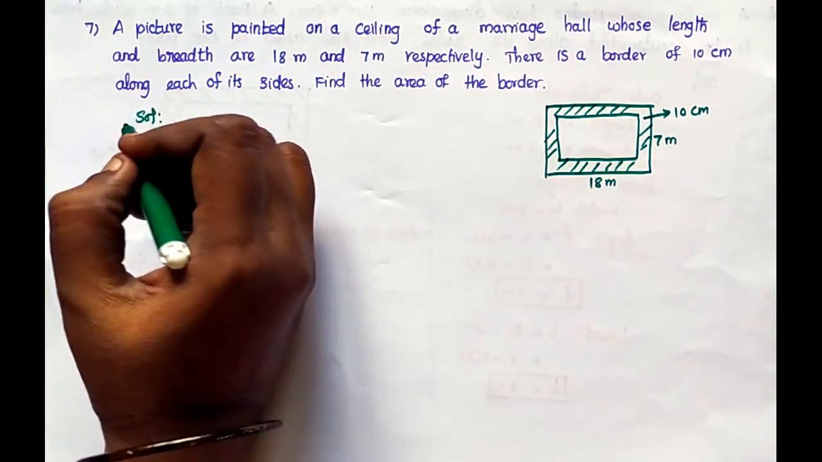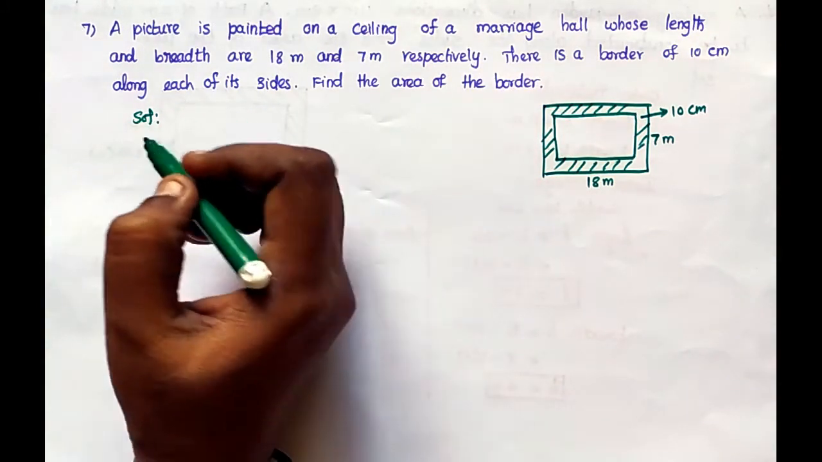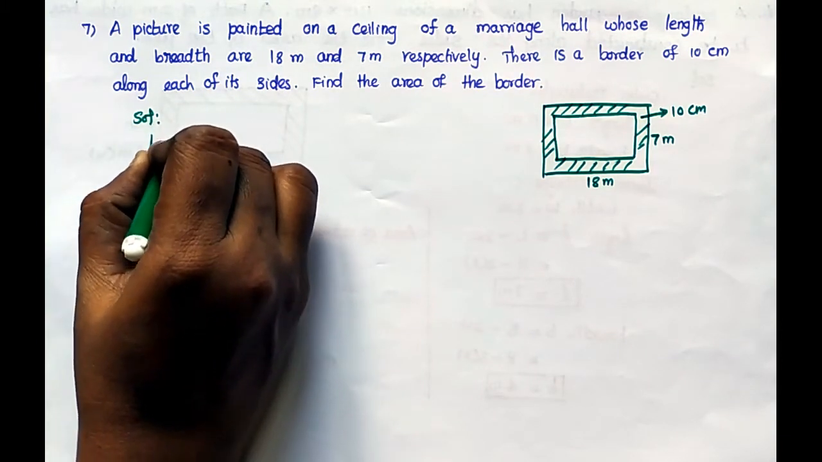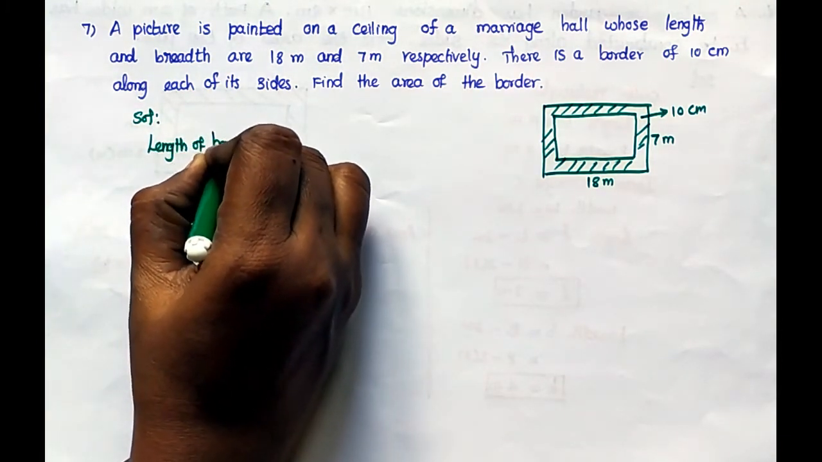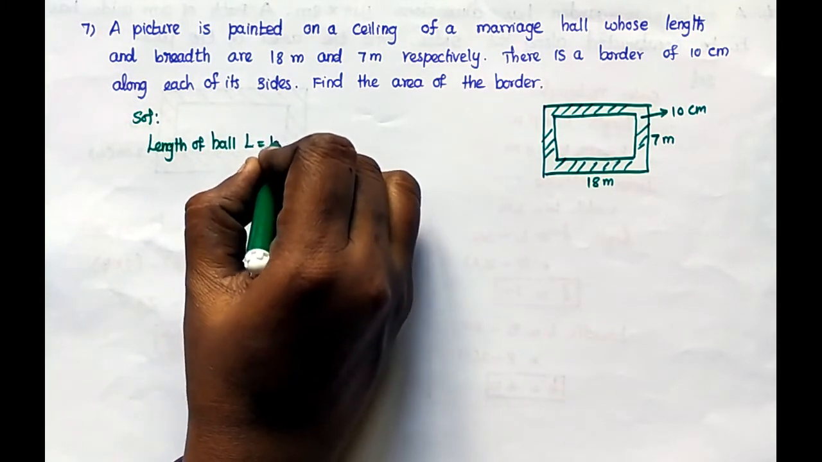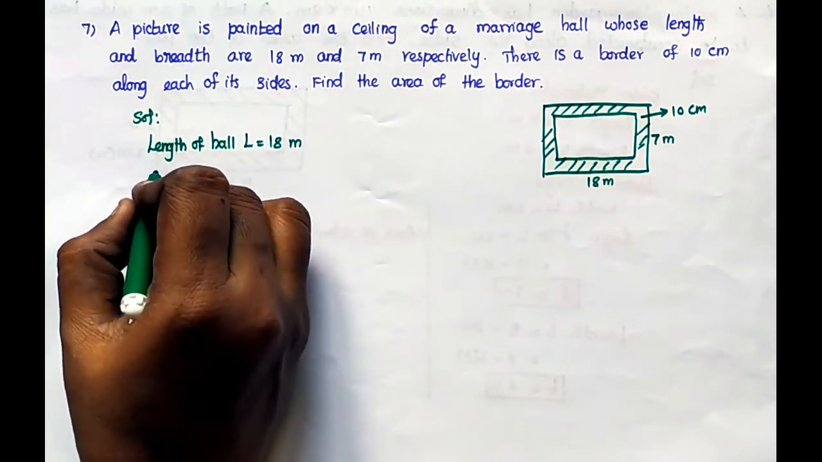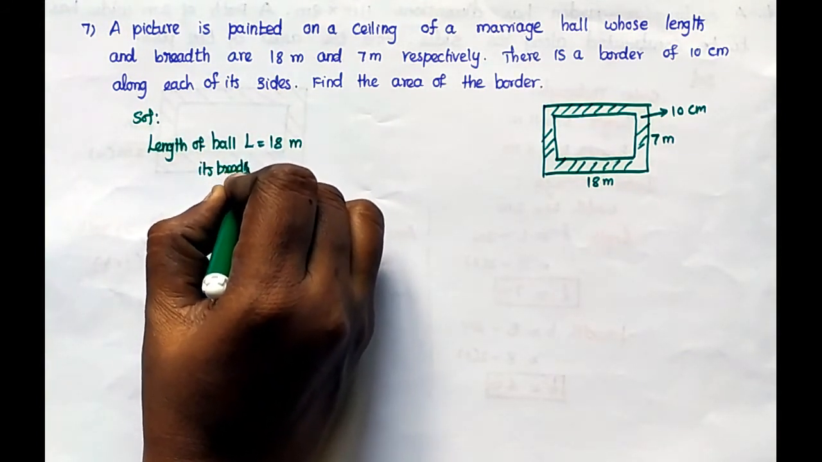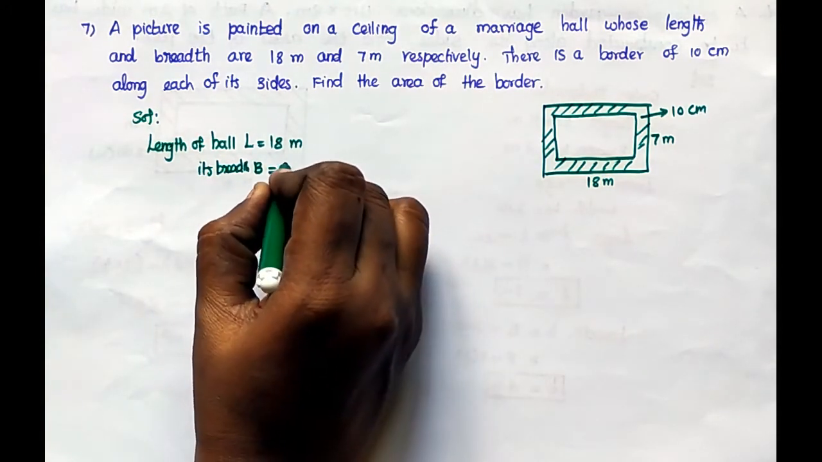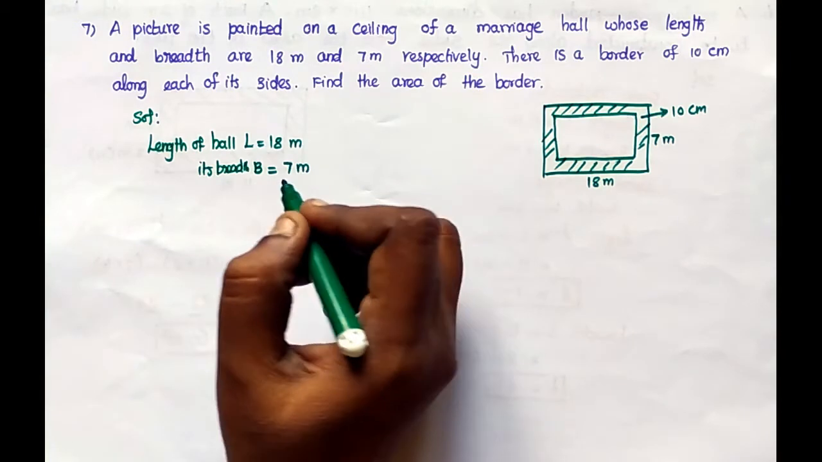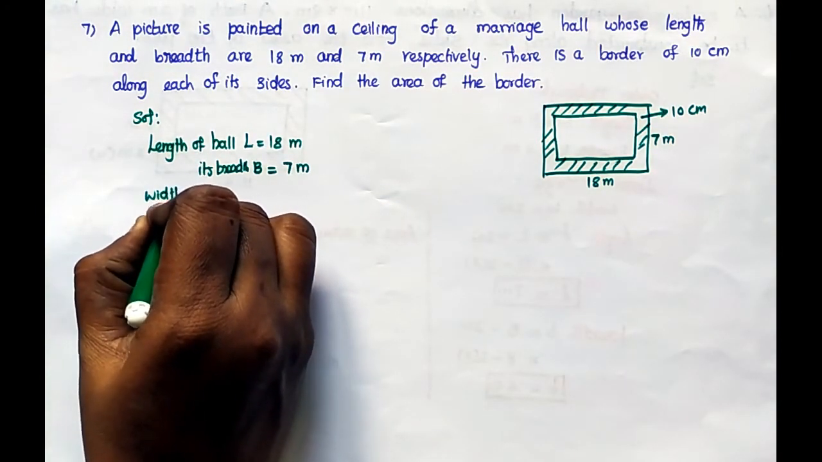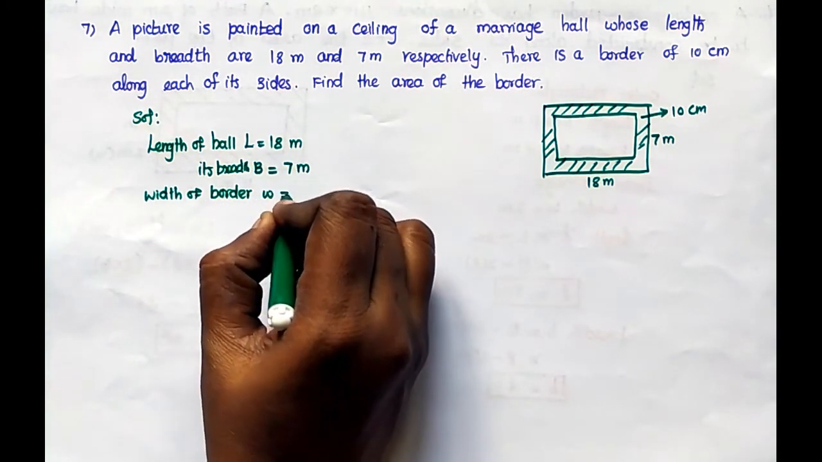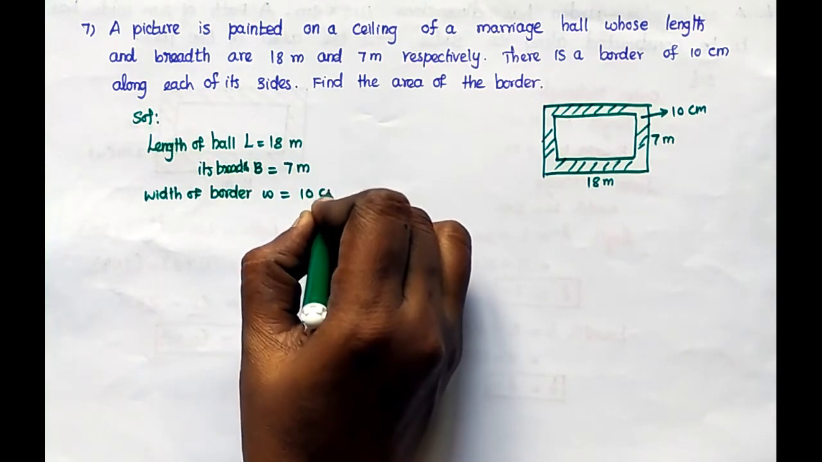Listen. First write down what is given. Length of the hall, L equal to 18 meters, and its breadth B equal to 7 meters. Width of the border they gave, W equal to 10 centimeters.